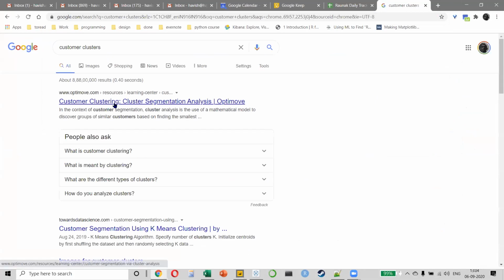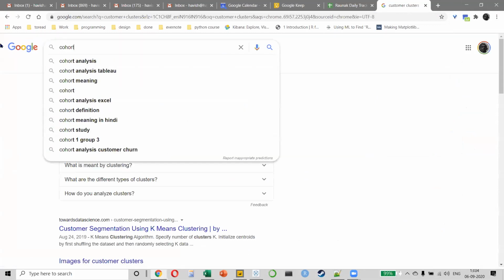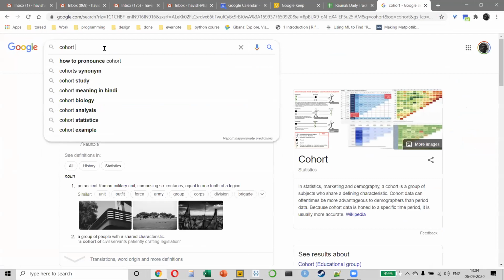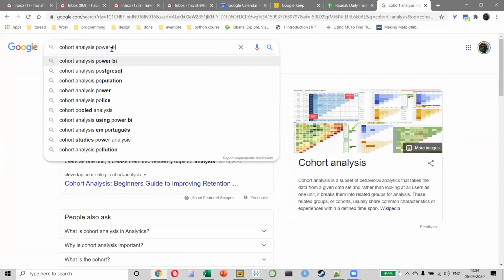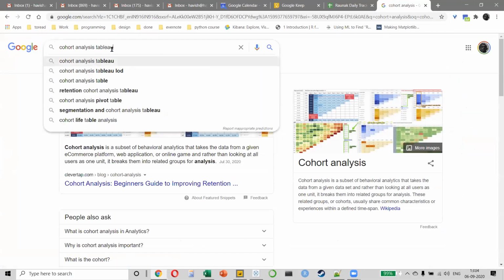We call them clusters, we call them cluster segmentation. We also sometimes call them cohort analysis. As you can see, cohort analysis can be done on Power BI also. It can be done on Tableau also, right?